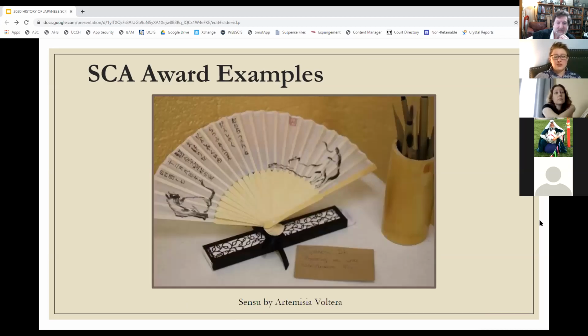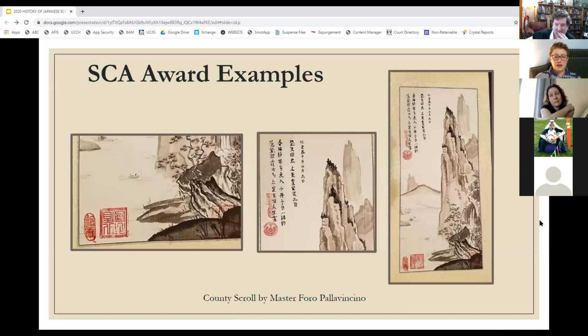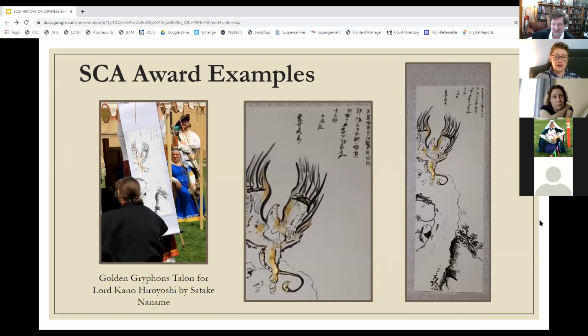This is a Sensu by Artemisia Volterra. And I love the cats. Cats are great. This is a county scroll by Master Foro Pallavicino. And again, he does all the calligraphy, he does all the painting, and he does the hanko too. He makes them, actually. This is a golden griffin's talon for Lord Kano Hiroshi, or we know him as Hiro, and that's made by me.